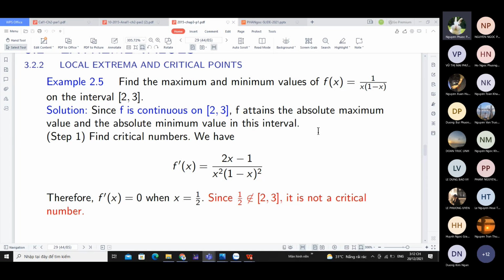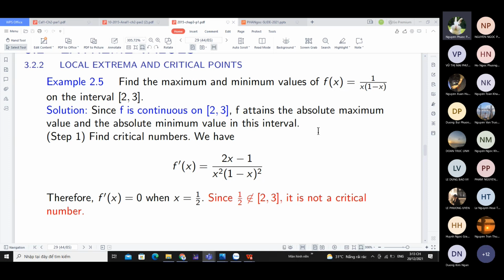However, 1/2 does not belong to the closed interval [2, 3]. And that's why we don't care about this number. It's not a critical number, because by definition, a critical number must belong to the domain of f. Here we consider the function f on the domain, just the closed interval [2, 3]. And that's why we don't care about the number 1/2. What does it mean? It means the function f has no critical number on the interval [2, 3].